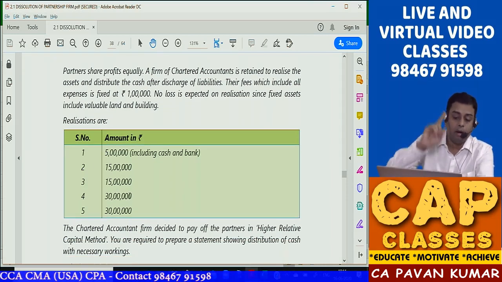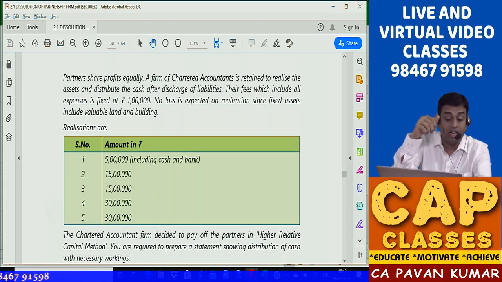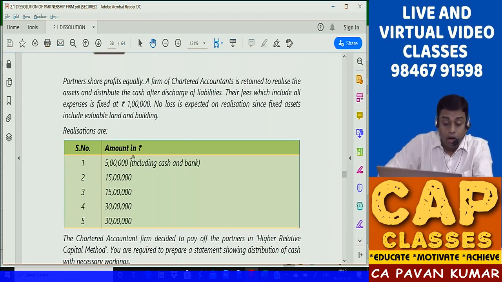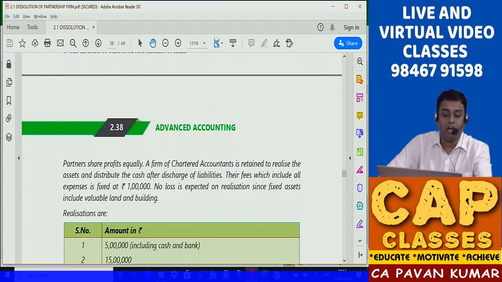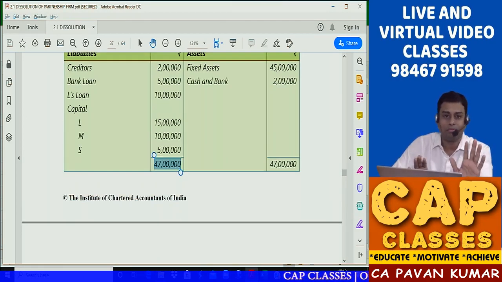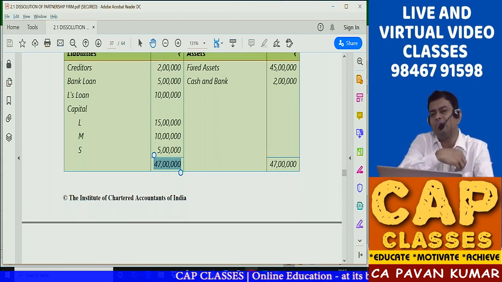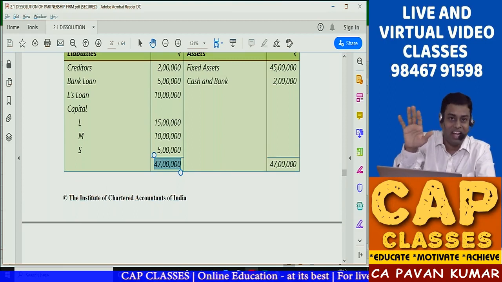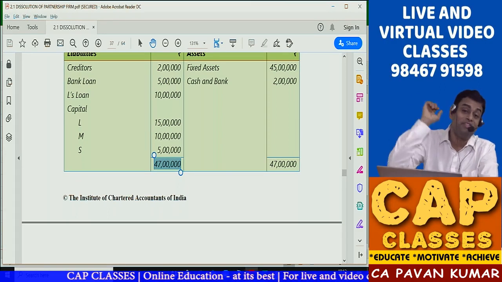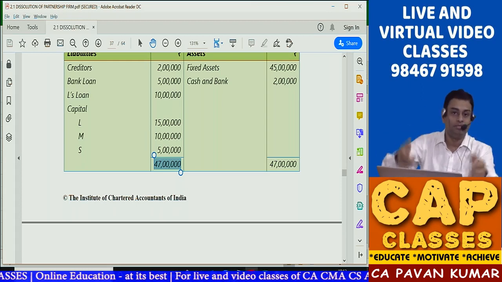So realizations are: realization 1, 5 lakhs including cash; realization 2, 15 lakhs; realization 3, 15 lakhs; realization 4, 30 lakhs; realization 5, 30 lakhs. If you look at it, 5 plus 15 is 20, 35, 65, 95, but you need to pay only 47 lakhs to all the people put together. In reality, you would just pay in whatever manner you want, but for classroom purposes we still need to follow some procedure.